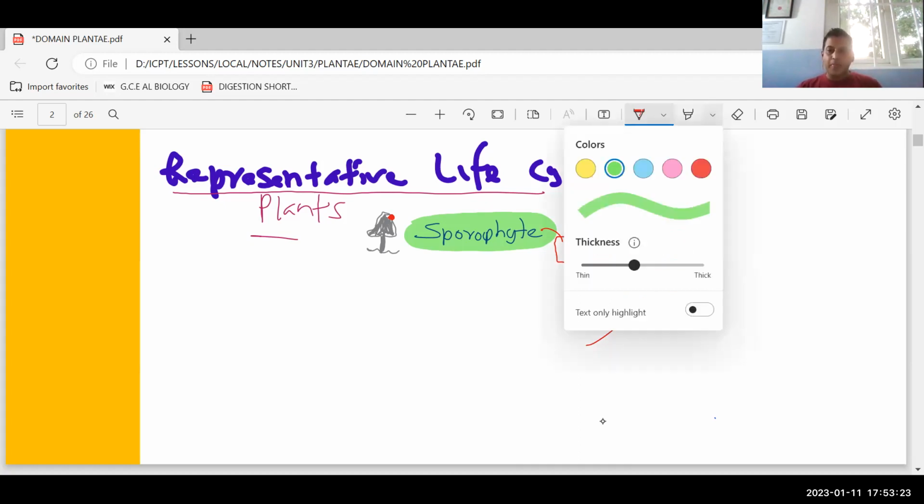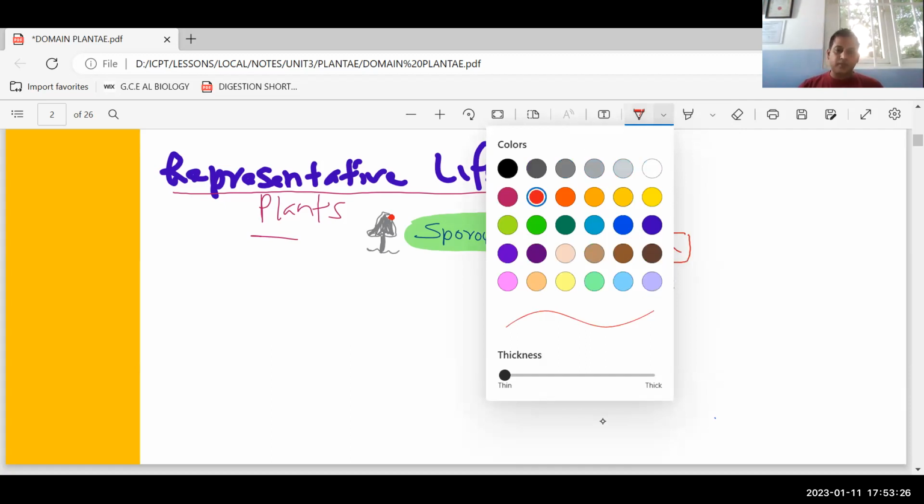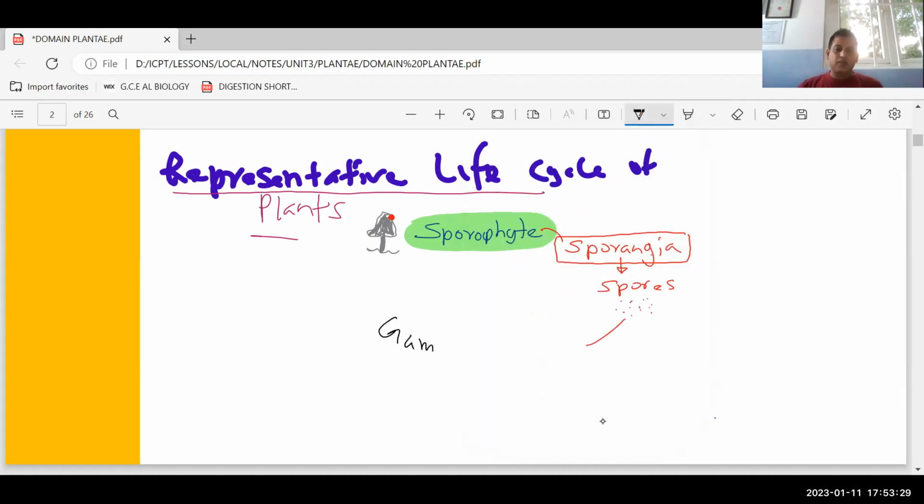The next stage is gametophyte. The second stage of the life cycle is gametophyte. As I told you, this is a representative life cycle. This can change from plant to plant, but for understanding, we should have an easy method, an easy way to understand all the life cycles of plants. So, sporophytes and gametophytes.